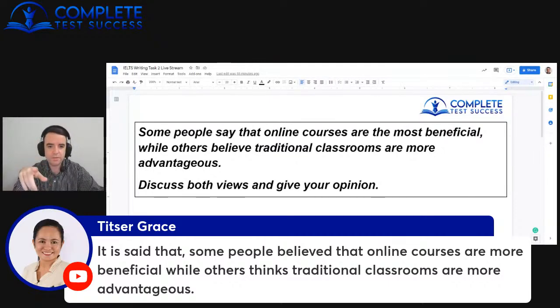Comma, while others think. So this is, again, verbs are going to be something you need to work on. You made a mistake with the tense in believe, and now subject verb agreement. So others think without the S. So definitely tenses, subject verb agreement. So it seems like verbs in general you'll need to work on. While others think traditional classrooms are more advantageous. Okay, good.